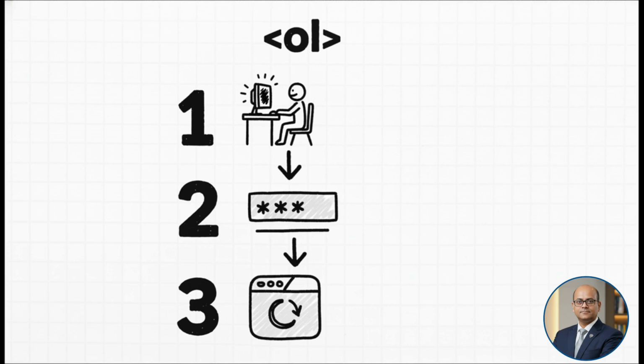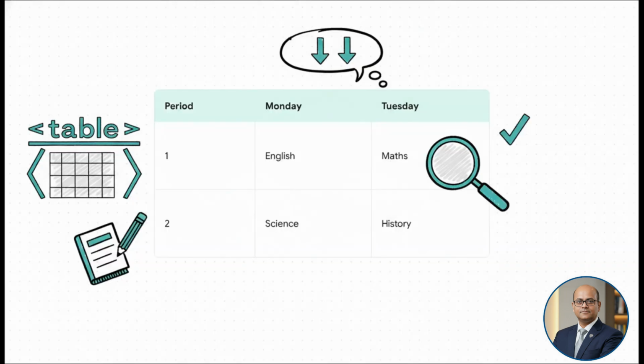The steps to start a science experiment, or the steps to log into the computer. Here, the sequence must be correct. Now, what if we want to show information in rows and columns? For that, we use the table tag. This is exactly like your school class timetable. Kindly note this point. Tables are very useful for showing data properly.